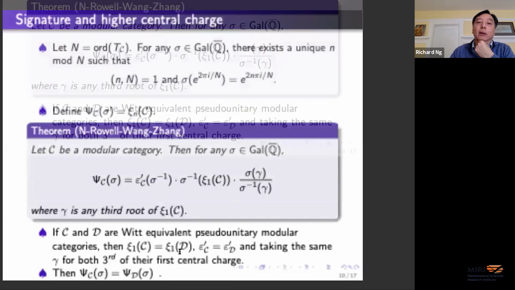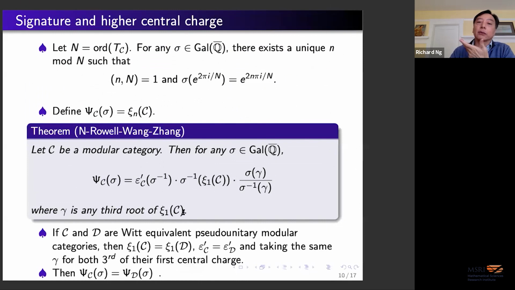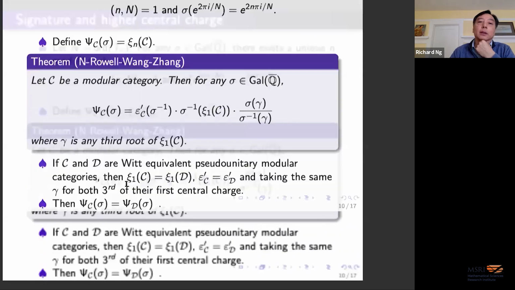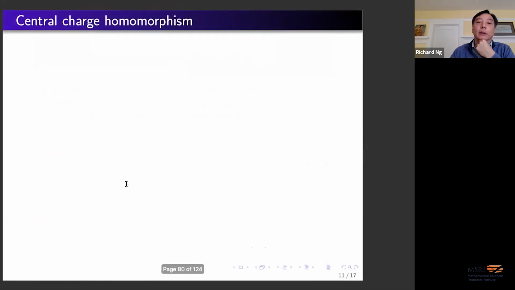So you can see now, because of this setting, the values of C sub C and C sub D of sigma are the same. So in other words, this function is independent of the choice of the representative Witt class of C. So now we can generalize to a function.